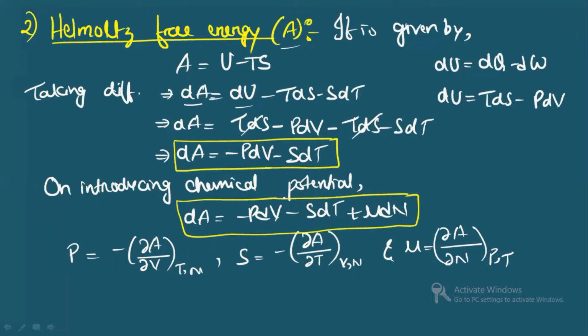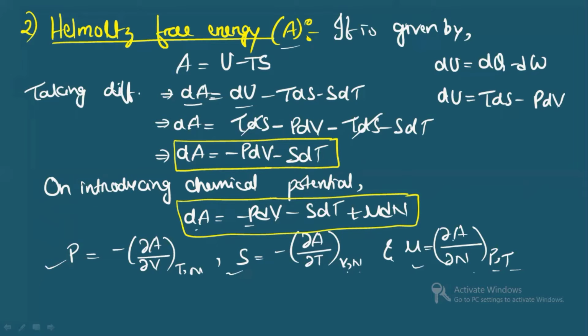Now again, on introducing the chemical potential term, you will just write plus mu dN. Okay, so from here you can write the pressure P equals what? Minus del A by del V at constant T and N. Entropy can be written as minus del A by del T at constant V and N. And chemical potential can be written as del A by del N at constant V and T. So this is how pressure, entropy and chemical potential can be written using the Helmholtz free energy.